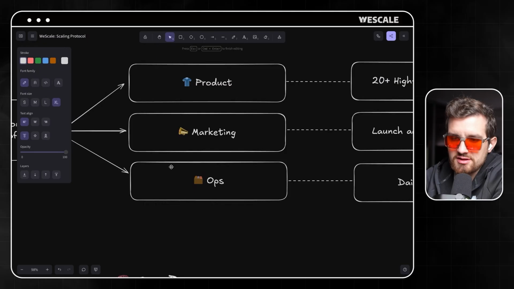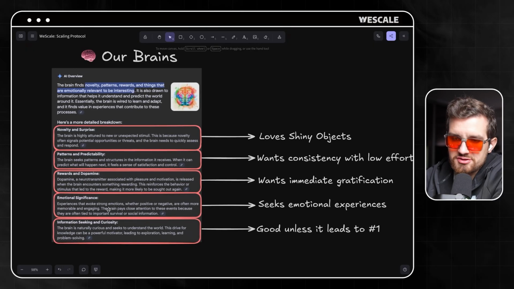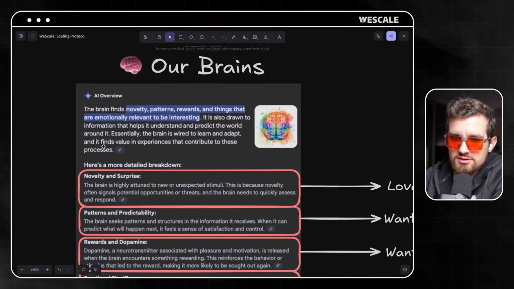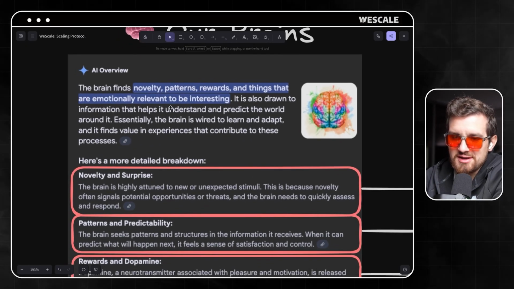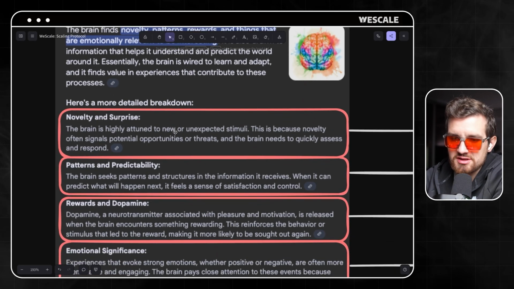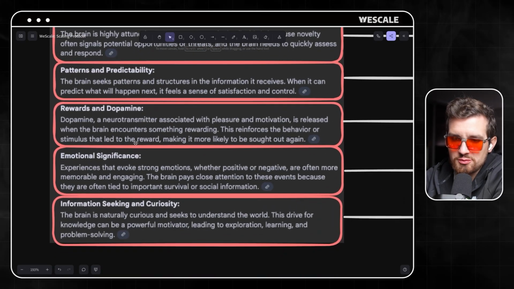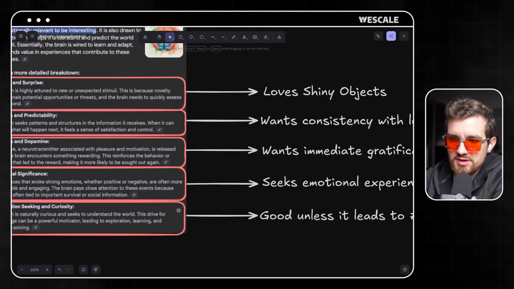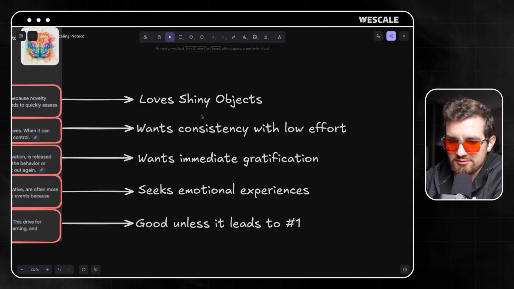And hearing this is one thing, but then our brains naturally start fighting against it. To me, it's really interesting to break down what drives our brain. It's almost the exact opposite of what you would hope for. It's driven by novelty, patterns, rewards, and things that are emotionally relevant to be interesting. So basically, it's looking for novelty and surprise, patterns and predictability, rewards and dopamine, emotional significance, and information seeking and curiosity. Basically, our brain loves shiny objects, which is anything that is not our number one opportunity. It wants consistency with low effort.